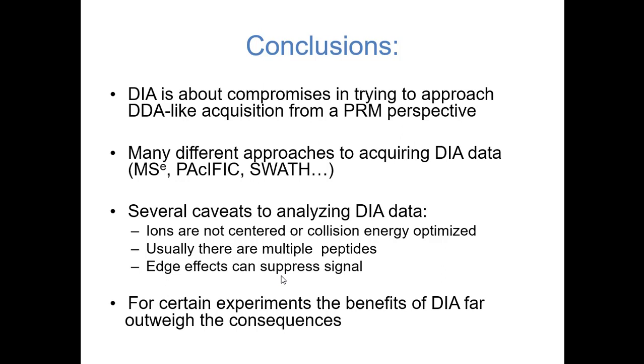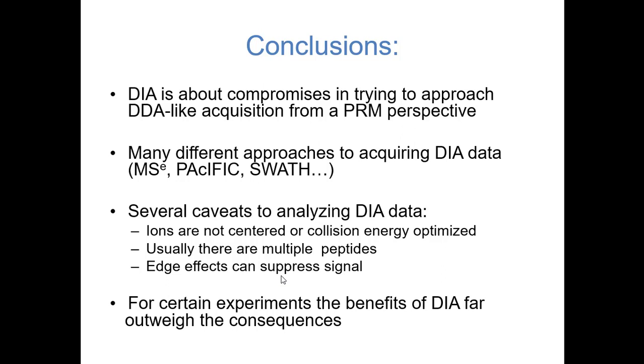So DIA is all about compromises. It's trying to do a DDA-like experiment, but using sort of the ethos of a PRM experiment. There are many different ways of doing this type of acquisition. We talked about MSE, we talked about Pacific, we talked about SWATH. And we're going to talk about a couple of optimizations on the SWATH, or modern DIA, approach in the next section.